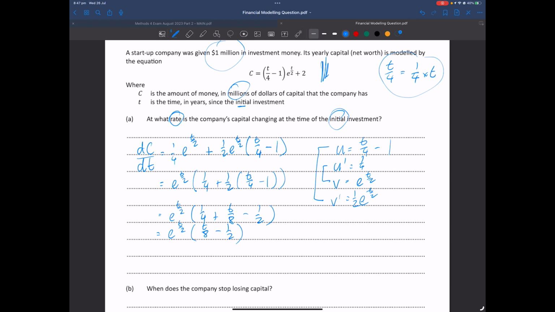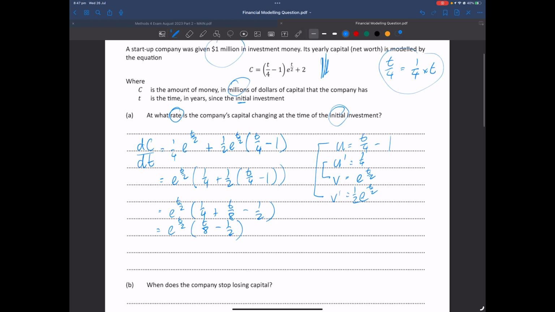Maybe I should factorize this more. I'm not sure, but I'm just going to leave that there. And of course, I just made a mistake then. It should be minus a quarter. Okay, I'll leave it there, I think.